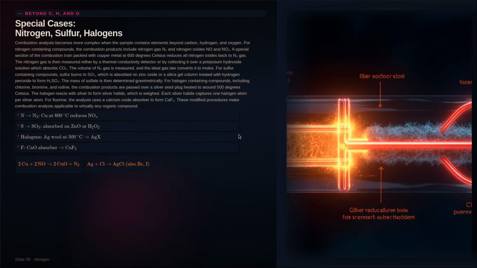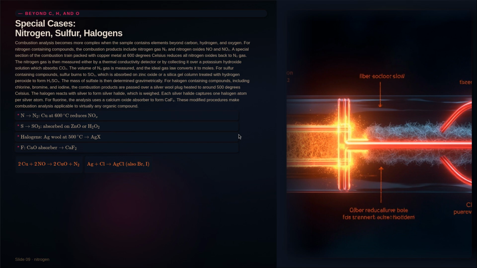Combustion analysis becomes more complex when the sample contains elements beyond carbon, hydrogen, and oxygen. For nitrogen-containing compounds, the combustion products include nitrogen gas and nitrogen oxides. A special section of the combustion train packed with copper metal at 600 degrees Celsius reduces all nitrogen oxides back to N2 gas. The nitrogen gas is then measured by a thermal conductivity detector or by collecting it over a potassium hydroxide solution.